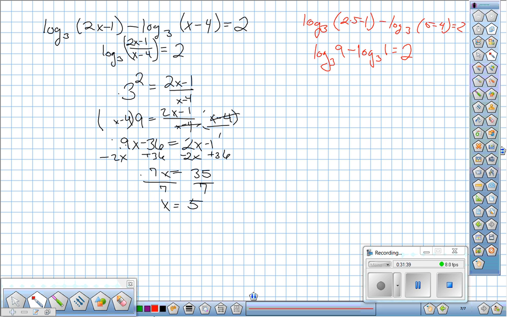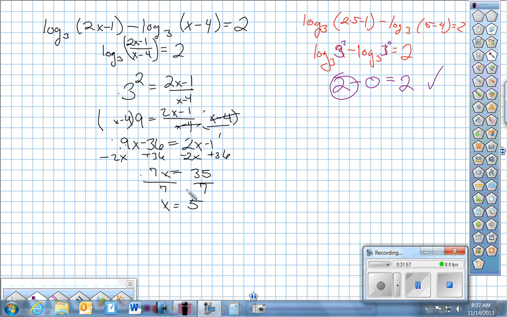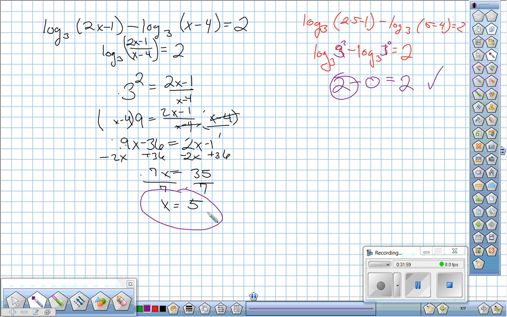The log of 9 with a base of 3, I could really write 9 as 3 squared, so that's 2. 1 is really 3 to the 0 power, so 2 minus 0 equals 2. Good check, because 2 minus 0 is 2. Okay, so that means that 5 is our solution.